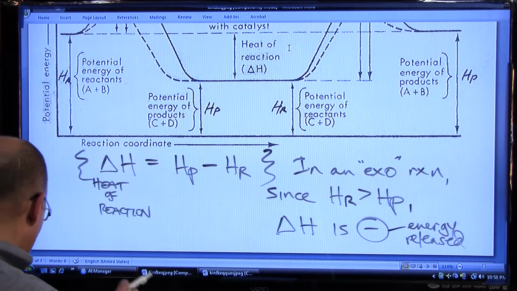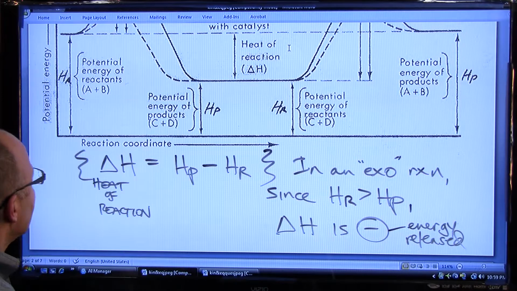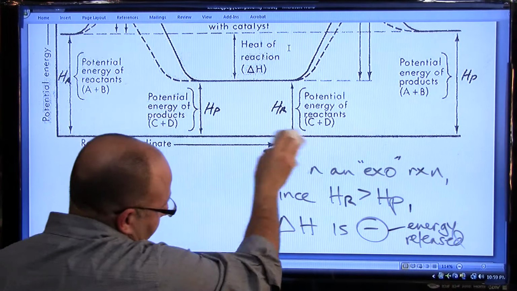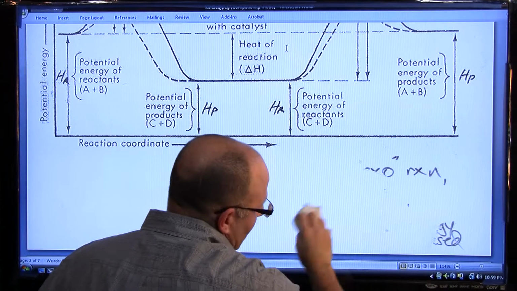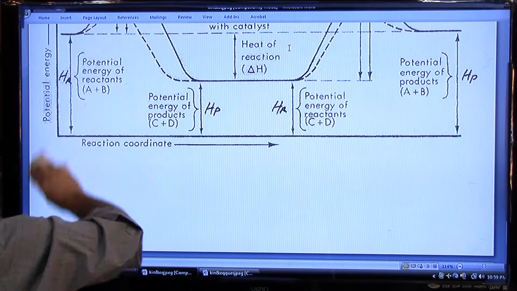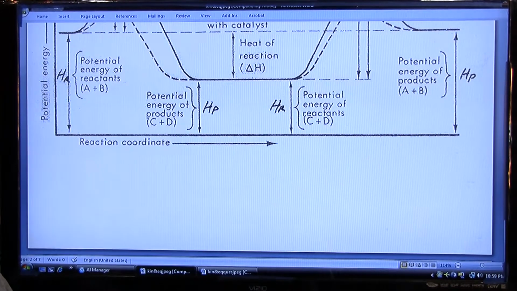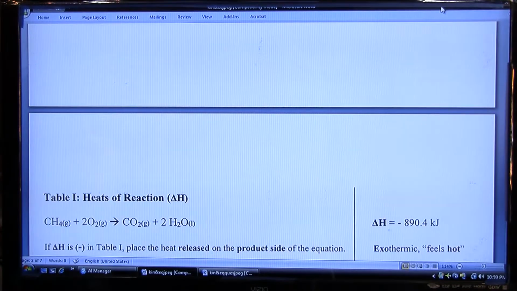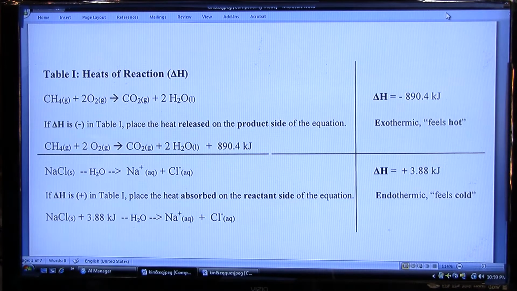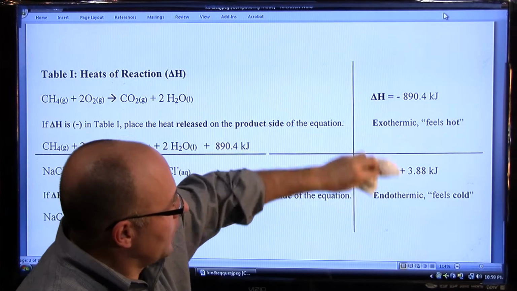And we should look now at Table I, which has a listing of the heats of reaction for different reactions. So let's look at that right now. Table I, and you can turn to Table I in your reference table, because I want to point out the first reaction at the top of Table I. That reaction is an exothermic reaction.